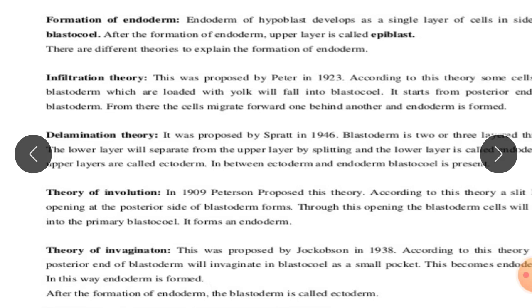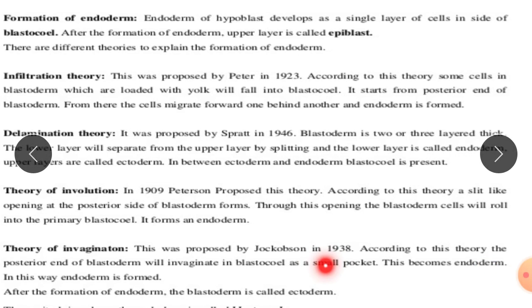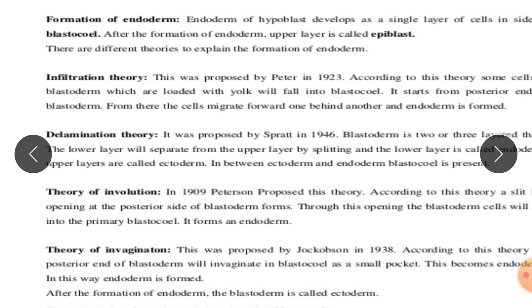They invaginate into the blastocele as a small pocket. This becomes endoderm. In this way, endoderm is formed. After the formation of endoderm, the blastoderm is called ectoderm.